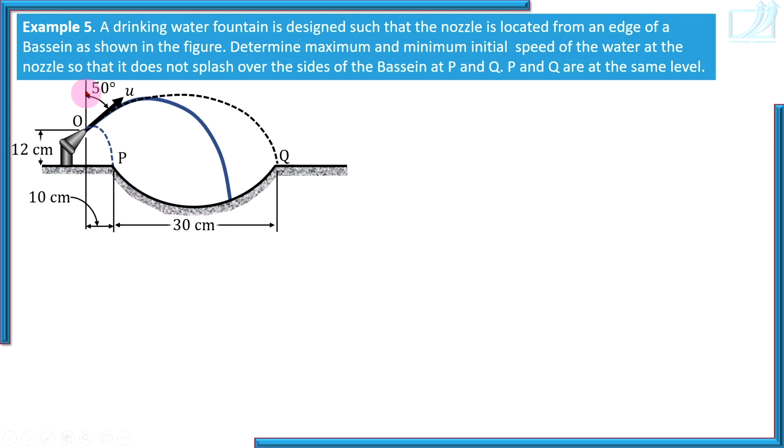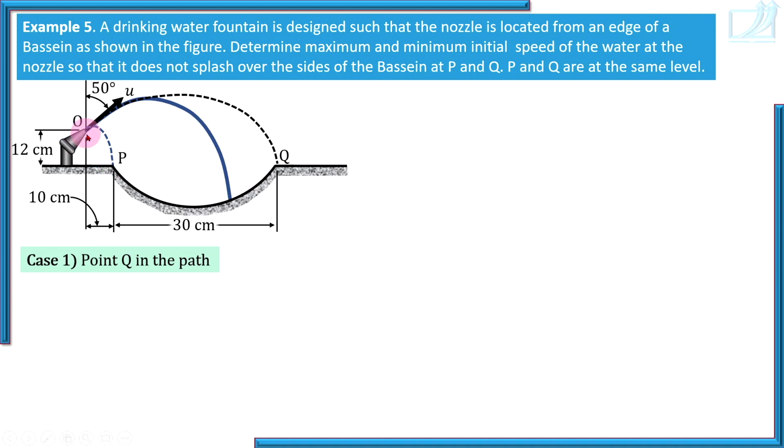Simple problem it is. You find the value of U so that point Q is in the path, and find the value of U so that point P is in the path, and this is how you will get the two values of u for maximum and for minimum value of u. If given and asked are amongst these four parameters, then use the equation of path. So we are using the equation of path here.